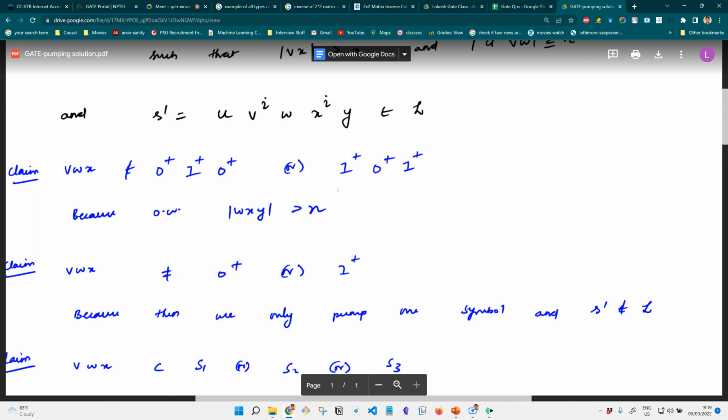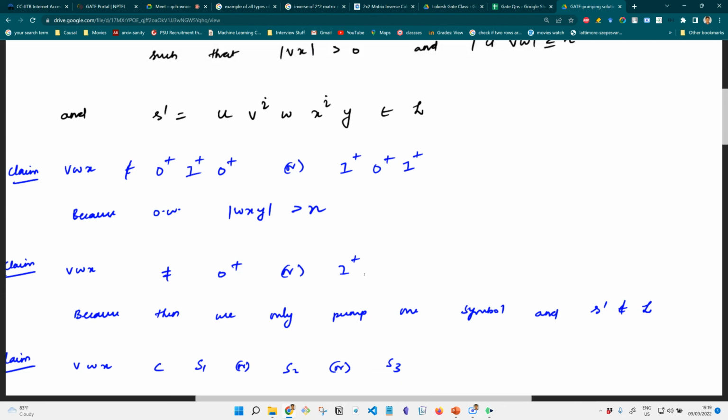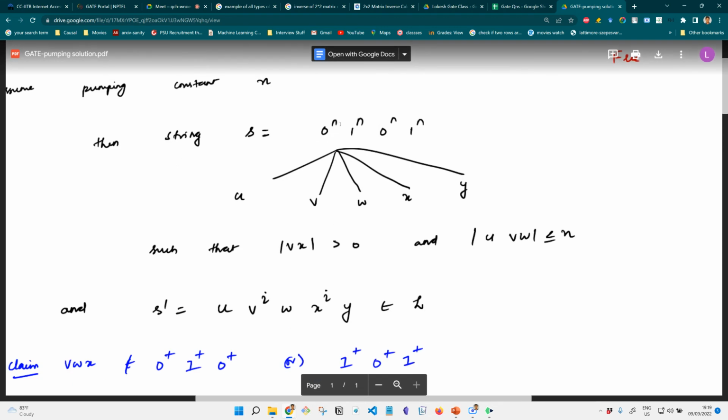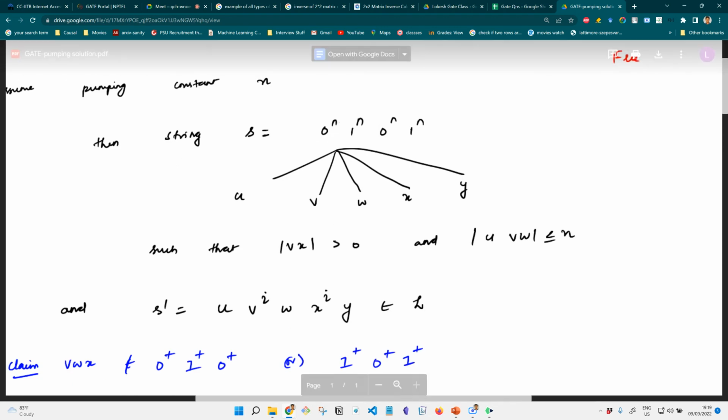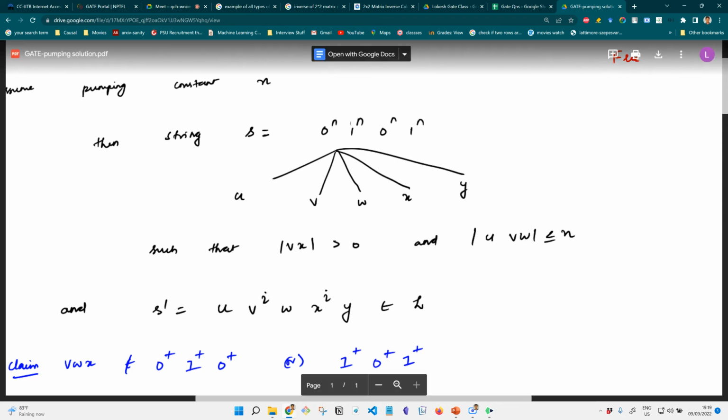You agree? Yes. Now the second claim is vwx cannot be equal to just zeros or just ones. Actually, it can be. For example, the length of vwx should be together less than or equal to n. You may say that I will take all ones here. But one thing is, if you pump, then what will happen? Only the ones get pumped.